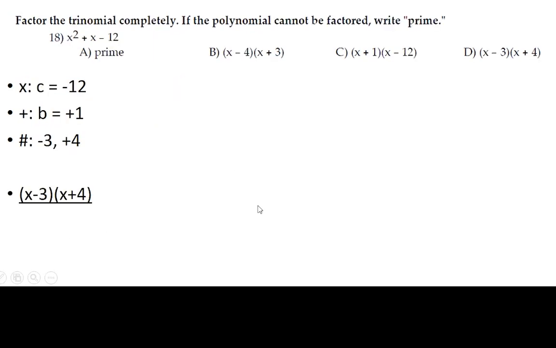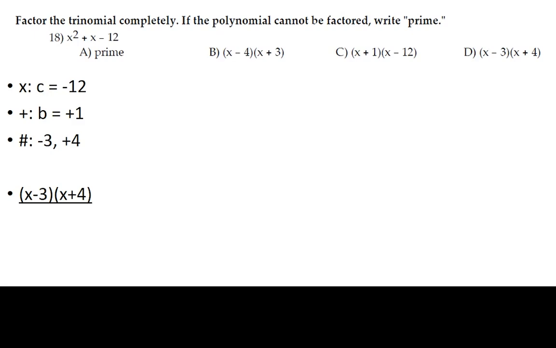Number 18. We're on a stretch where we're going to factor the trinomial completely, and if the polynomial cannot be factored, we say that it's prime. None of these on the test were prime. They were all able to be factored.